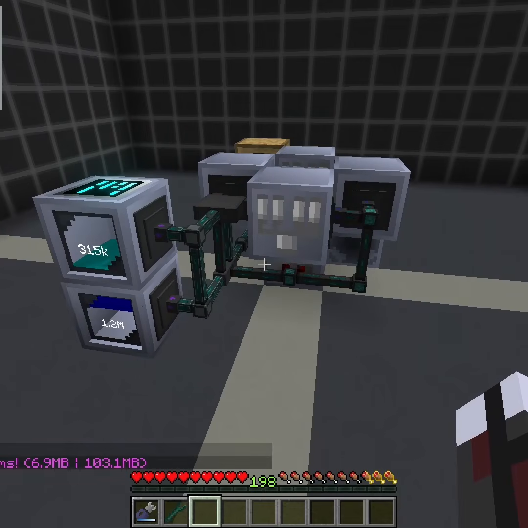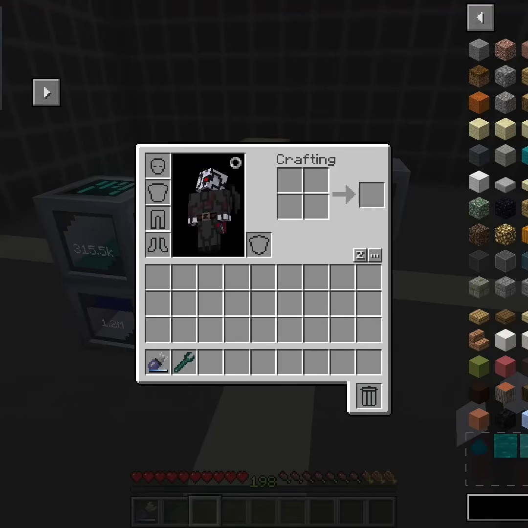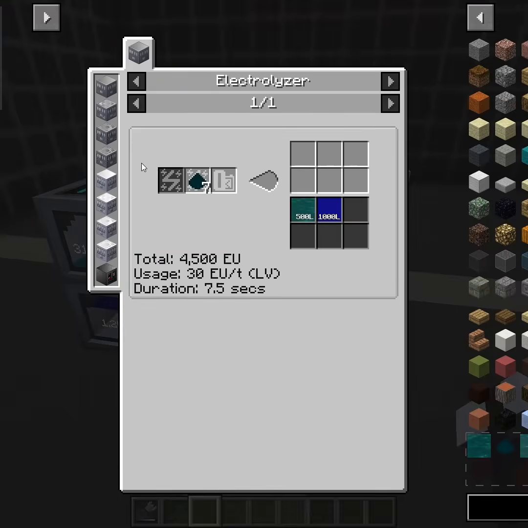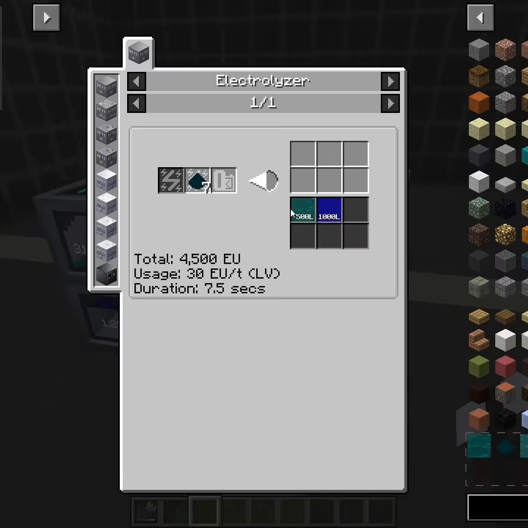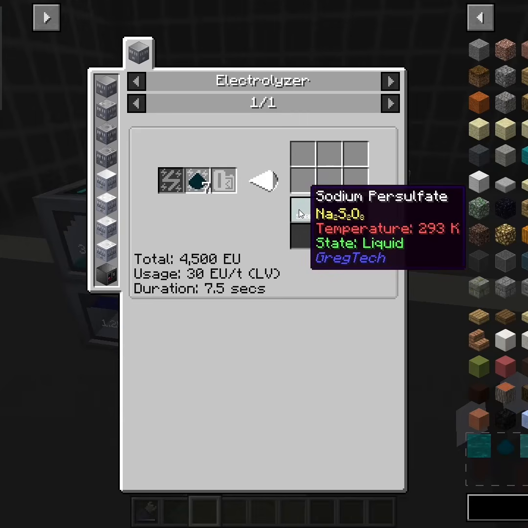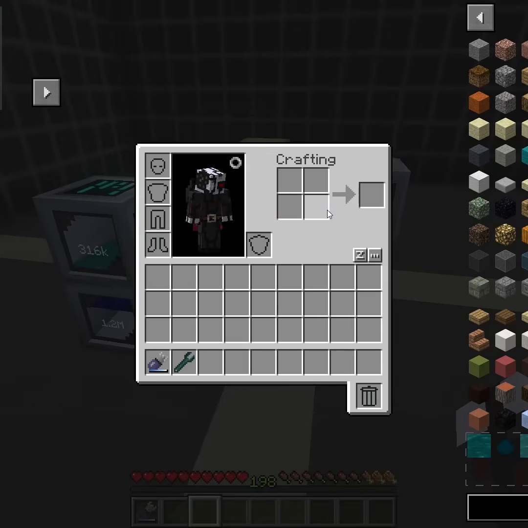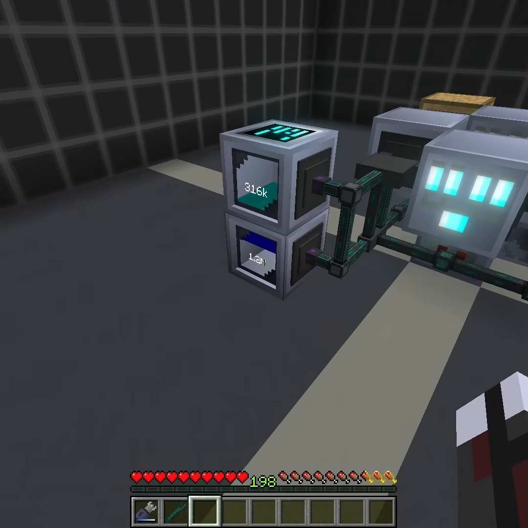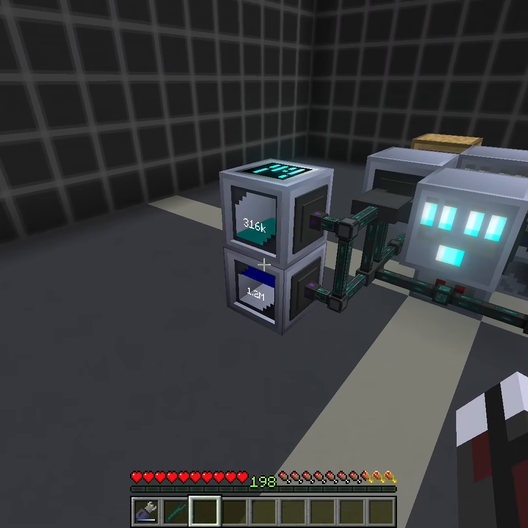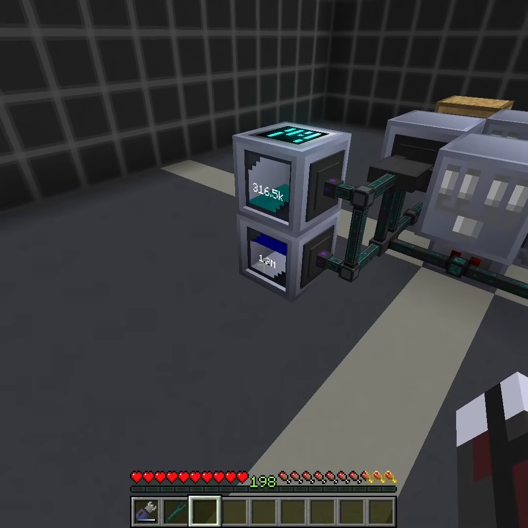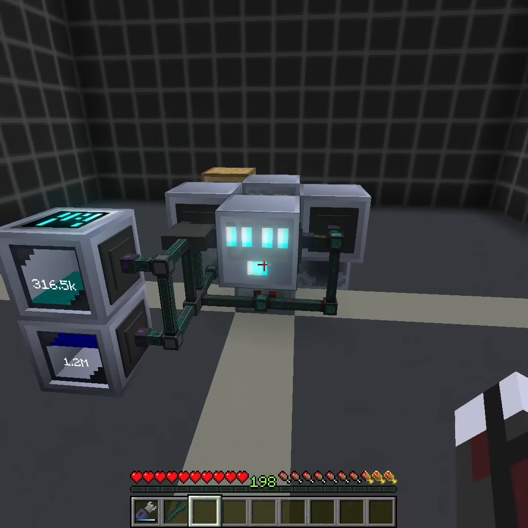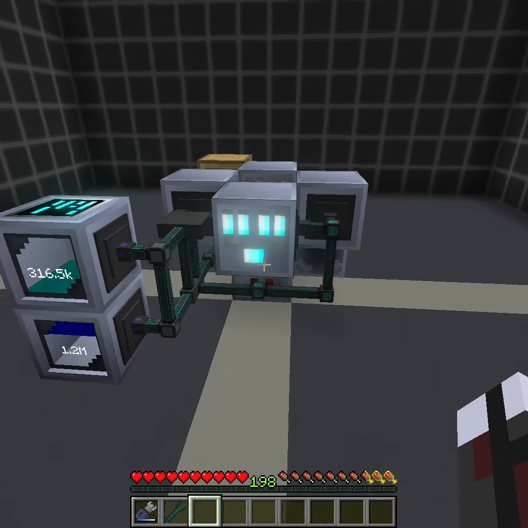Today we will be discussing the creation of sodium persulfate. Sodium persulfate is made by electrolyzing sodium bisulfate dust. This produces the sodium persulfate as well as hydrogen gas. The hydrogen gas produces more than the sodium persulfate, so we will need to void the excess if we want the process to keep going.